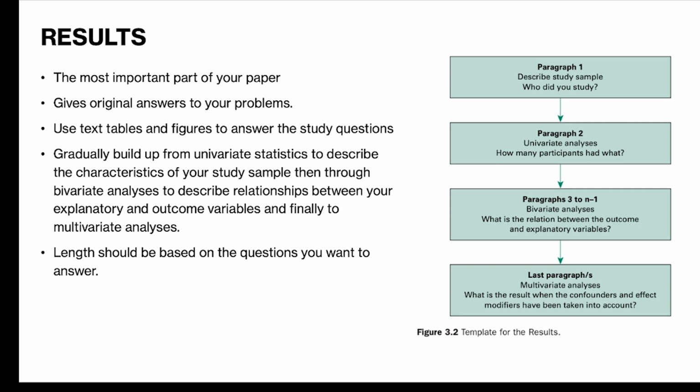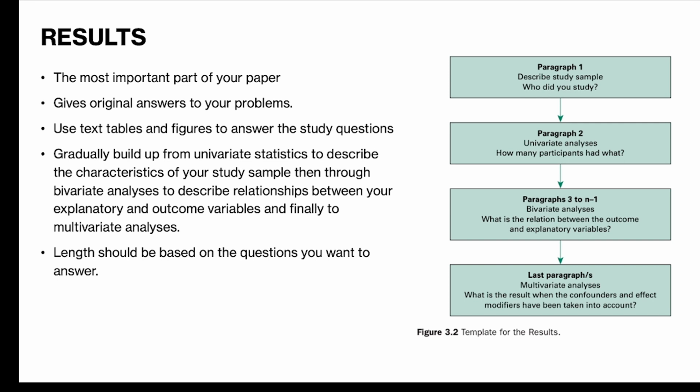So usually this is how we should write our results and discussion. When you say univariate, you start with single variables, just describing the overall data. So that's paragraph 1. For paragraph 2, you start describing each of the variables. Now, how many participants had what? And then in paragraph 3 to whatever is the last paragraph, you start discussing how the variables relate to each other.